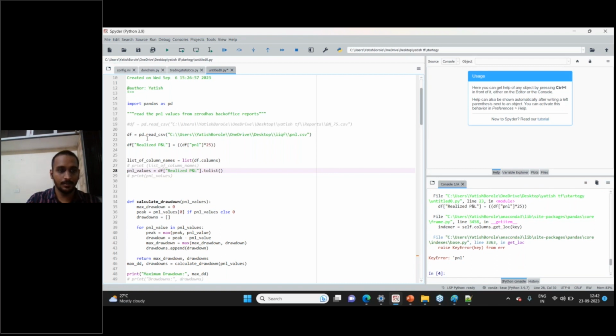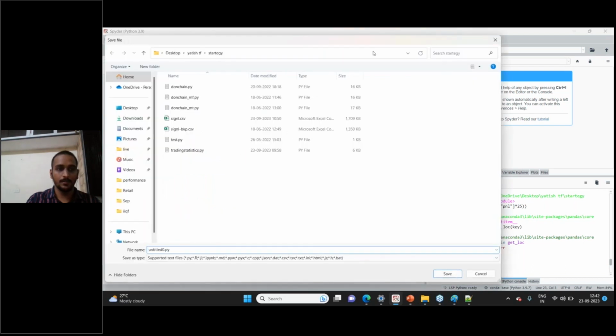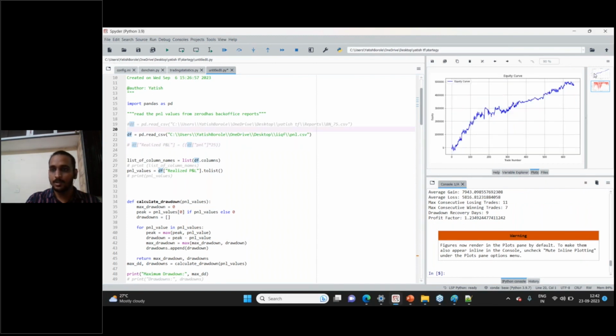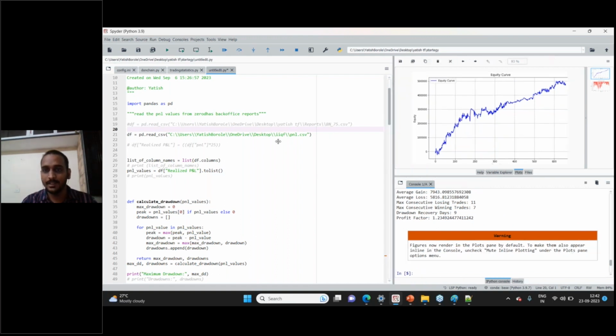So it is giving me, okay, this is basically the commission which I have calculated, 25 rupees per order. I will just remove the commission part. Okay, so let me show you the equity curve first. So this is how the system has performed in life.